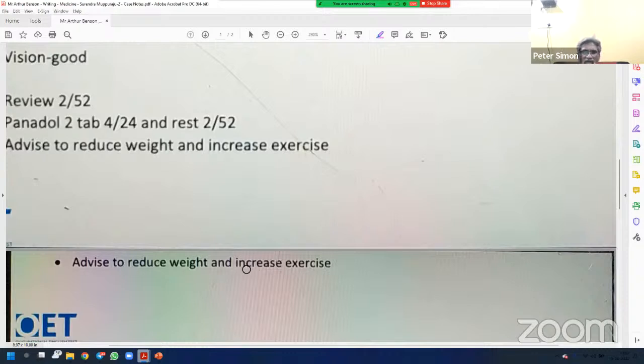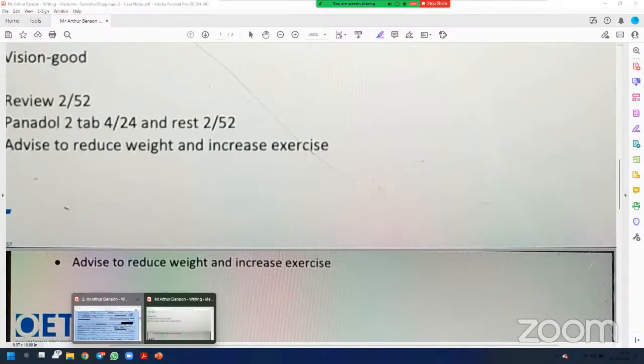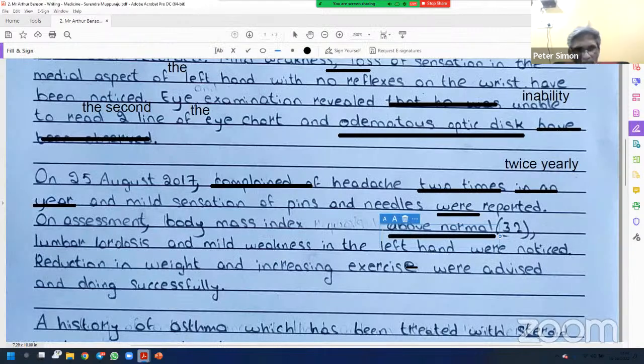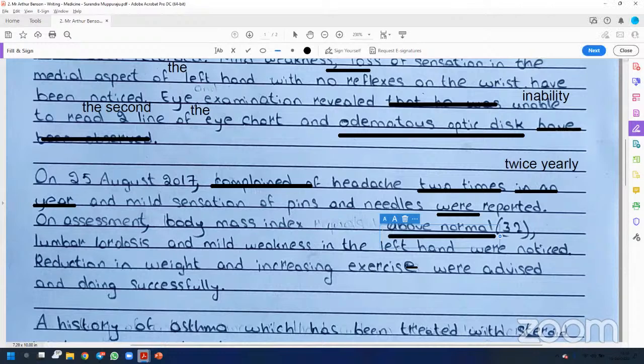Advised to reduce weight and increase exercise. Weight reduction and increasing the duration of exercise. And not only the duration of exercise, but the intensity of exercise also, maybe. Increasing the duration and intensity of exercise.